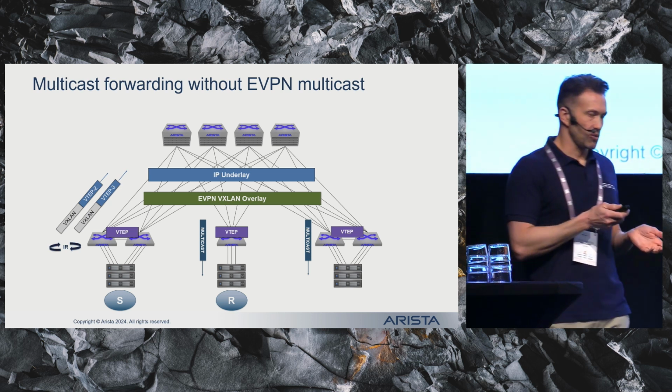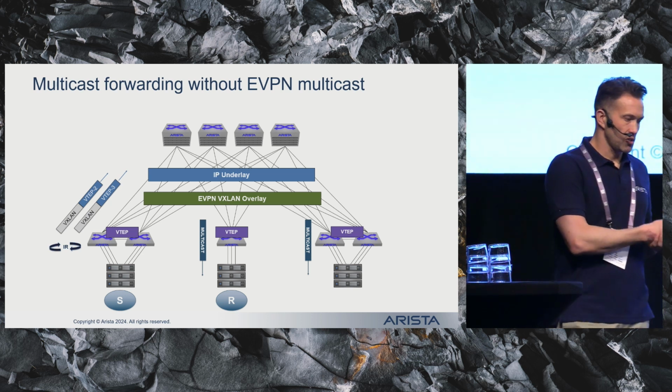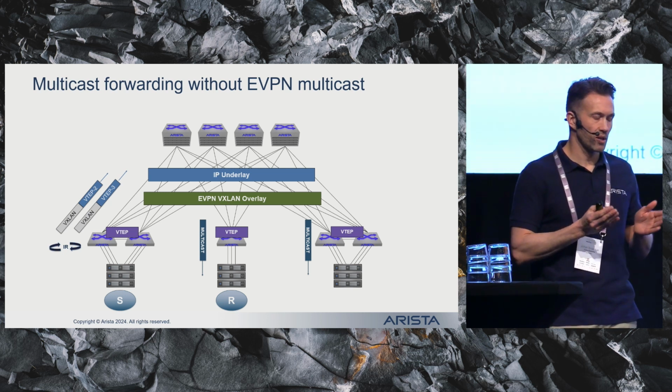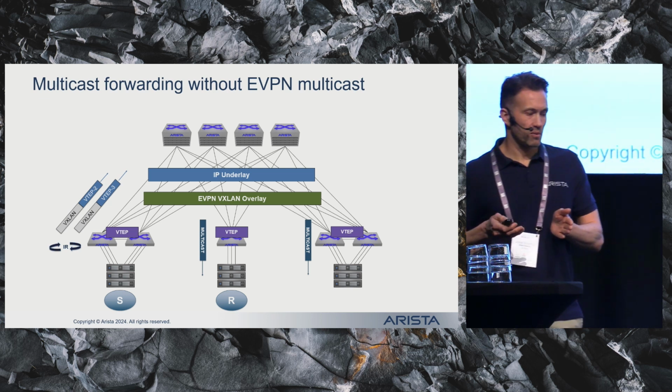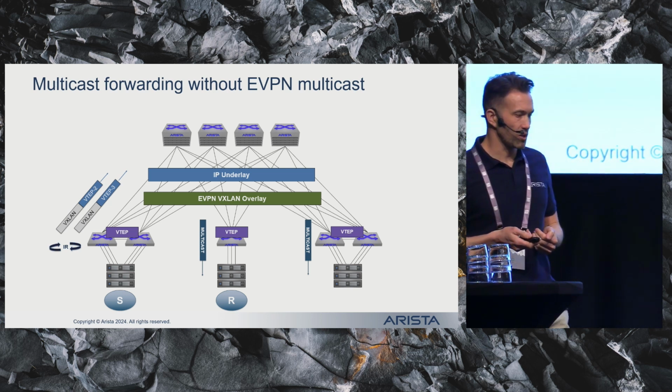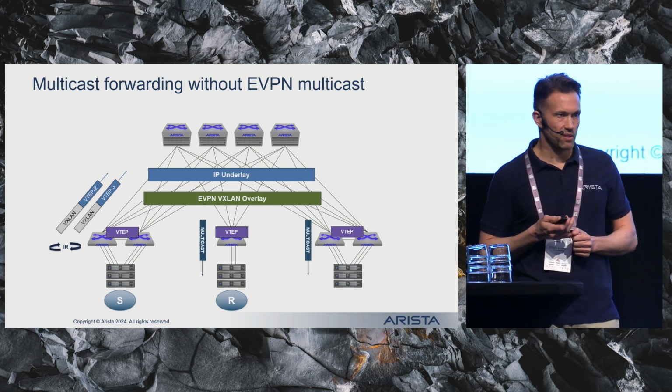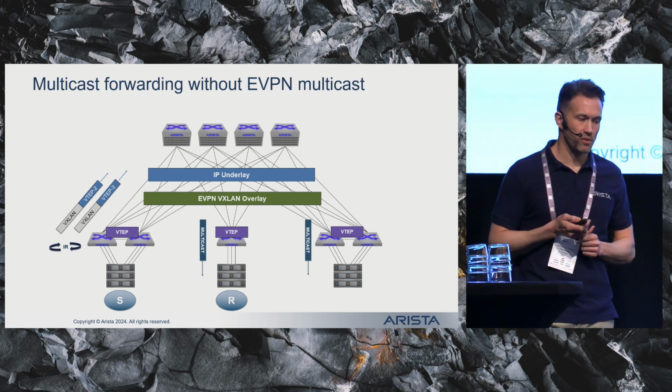And on top of that, you would also use ingress replication at the source, meaning that every multicast packet would be copied to the amount of VTEPs you have in the network. This would probably work fine for, I don't know, low bandwidth multicast services, but not so much for high bandwidth streams.